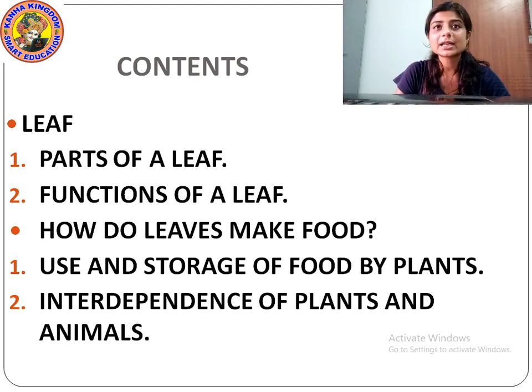And then the interdependence of plants and animals. How are these plants and animals dependent on each other? So these are the topics of this chapter that we are going to study. First, let us start with leaf.